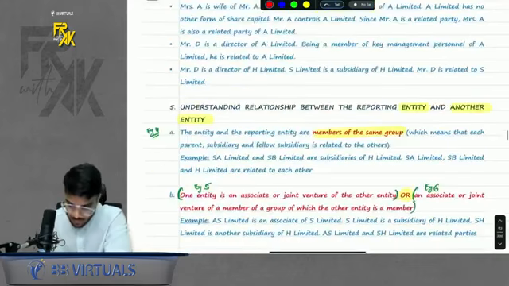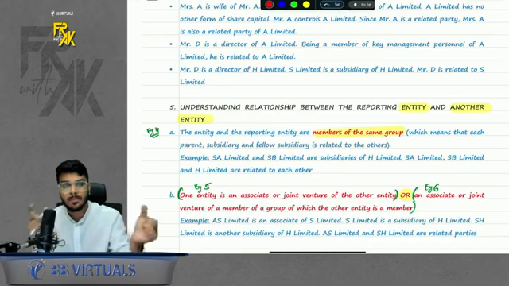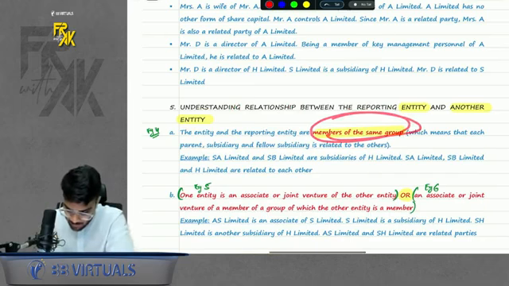Next part. We will now understand the relationship between an entity and another entity. When will two companies be related? If they are members of the same group. What is the meaning of this?